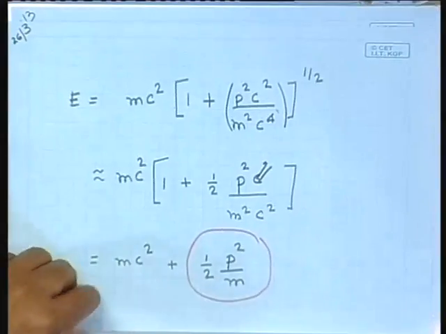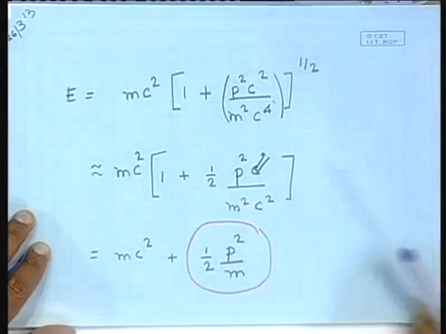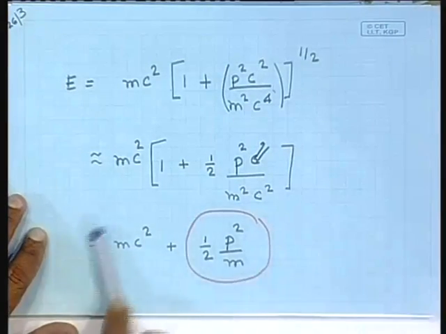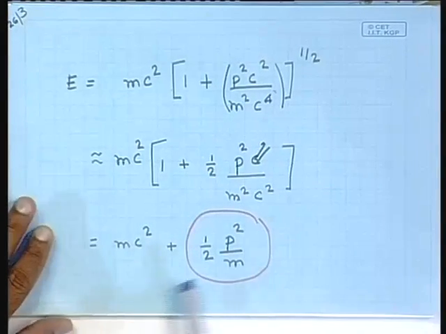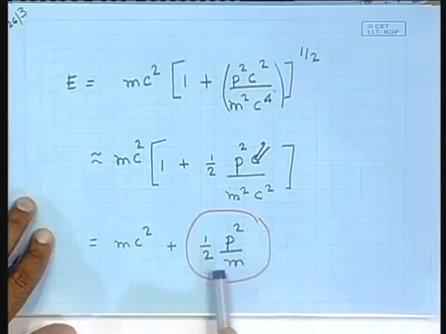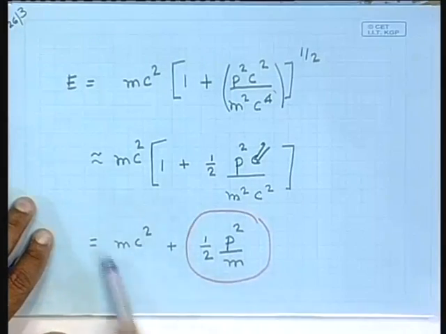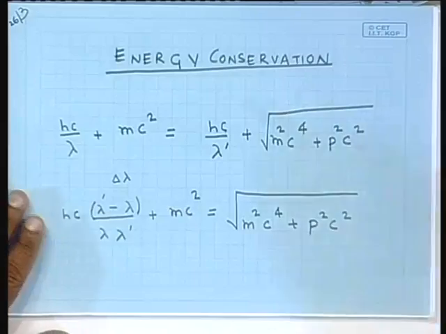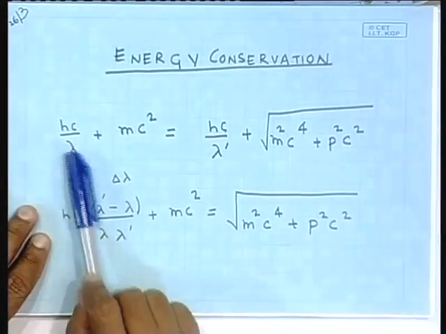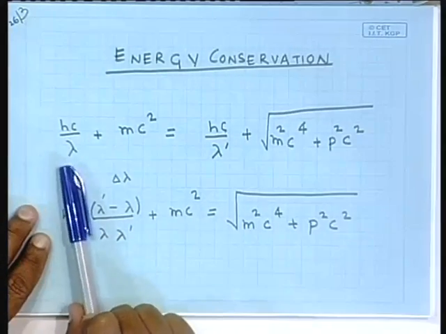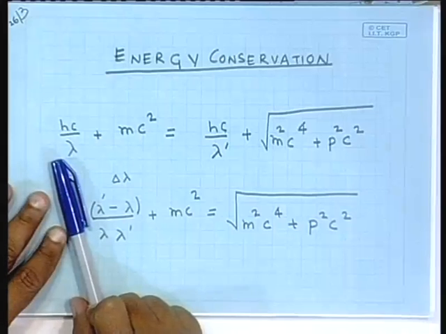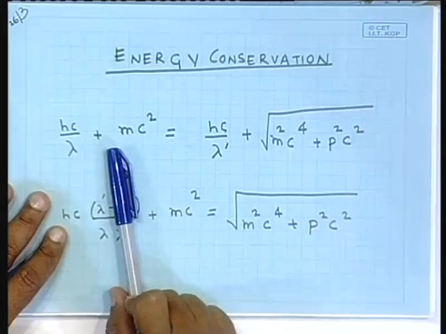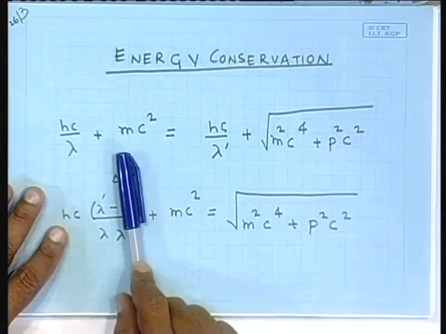And I had also shown you that this relation between the energy and the momentum gives you the usual Newtonian formula, half p square by m, with this constant rest mass energy also coming in. So, applying the conservation of energy, the initial energy was hc by lambda for the X-ray photon, and the energy of the electron, which is at rest to start with, is mc squared.